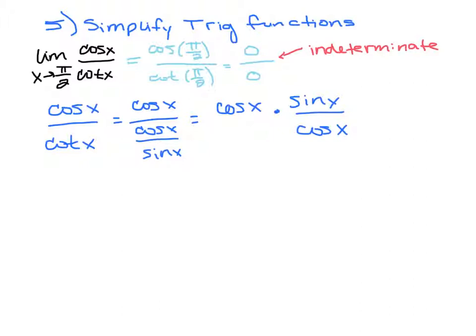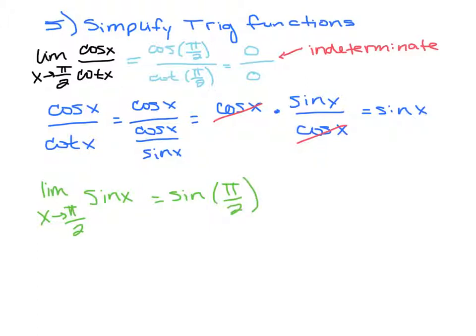Now let's simplify. Yeah, that simplified nicely. Now we're left with the limit as x approaches pi over 2 of sine of x. Now we just evaluate. Sine of pi over 2 is equal to 1. So we started with an indeterminate limit that we tried to simplify, and once we simplified completely, we just used direct substitution.